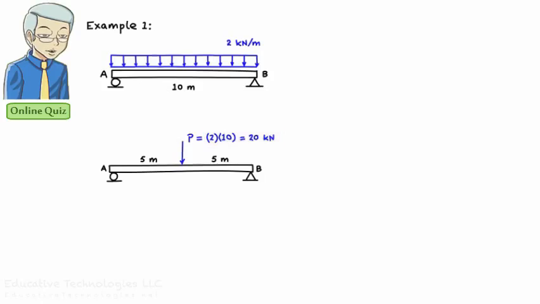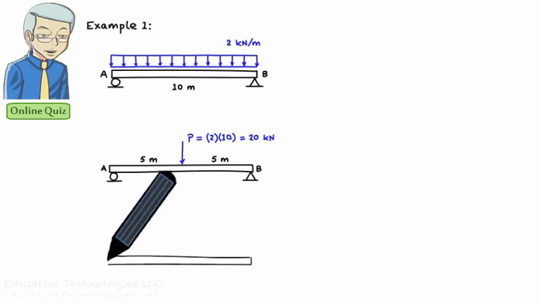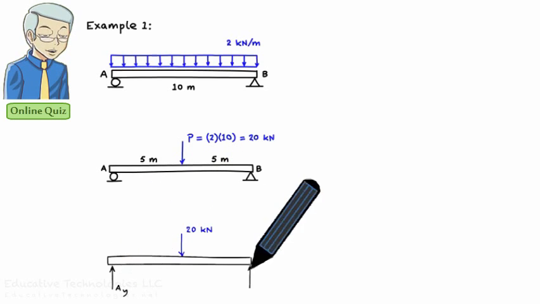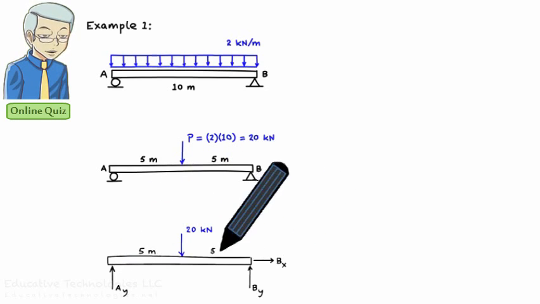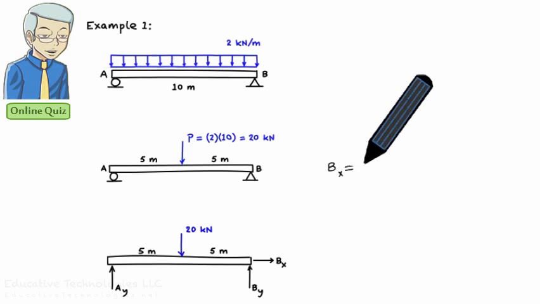The equivalent concentrated load is placed at the center of the rectangle, which is 5 meters away from the left end of the beam. As I mentioned before, the support reactions for a beam subjected to the uniformly distributed load are the same as the reactions of the beam subjected to the equivalent concentrated load. So to find the reactions, we can use the beam subjected to the concentrated load. Here is the free body diagram of the beam. The reactions are determined by formulating and solving the equilibrium equations for the unknown forces.